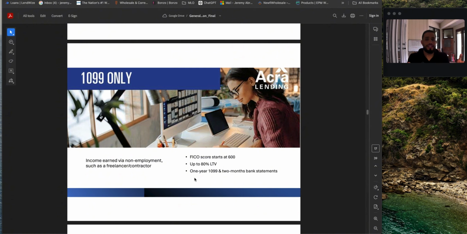I know there's a lot of information to digest, and there's many different non-QM products that we offer, and different lenders that we do offer. Again, it's just one specific lender. I just use them because they had the PowerPoint right in front of me, so might as well take advantage of it.